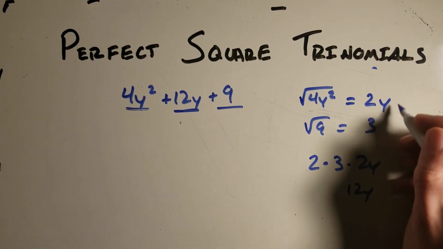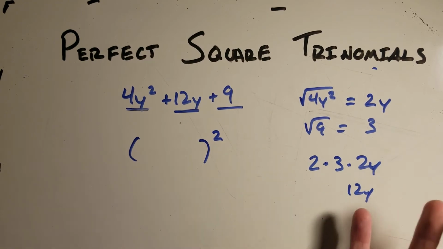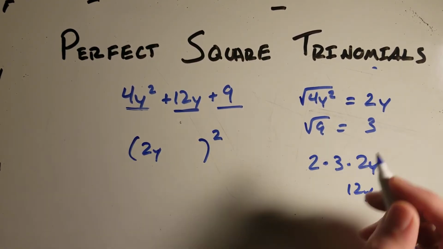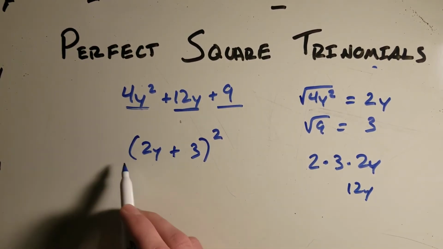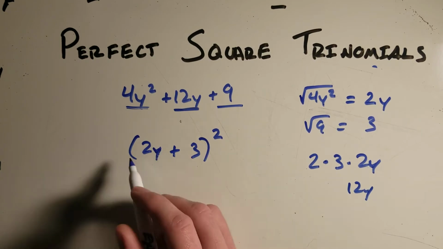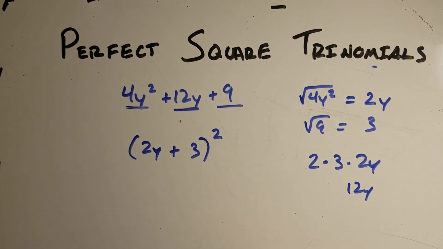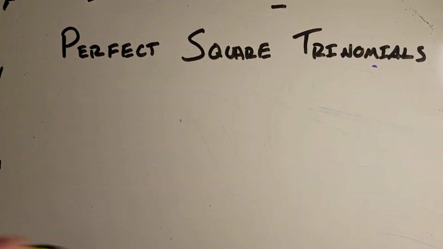And we're going to go back to these terms up here, the square roots. If it is a perfect square, it's going to be a binomial squared. And our a term here is 2y. Our b term is 3. Since we're adding that middle, we're going to be adding here. So your factored form would be 2y plus 3, that binomial, all squared. That would be the factored form. All right, on to our next one.